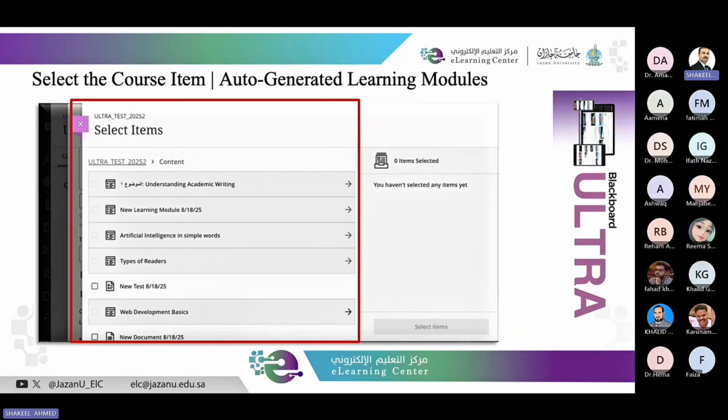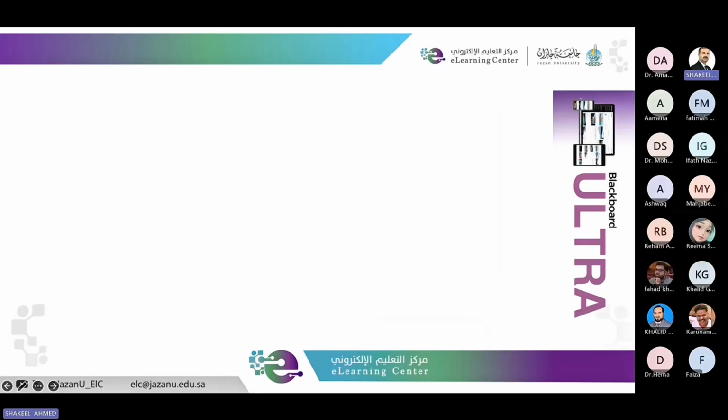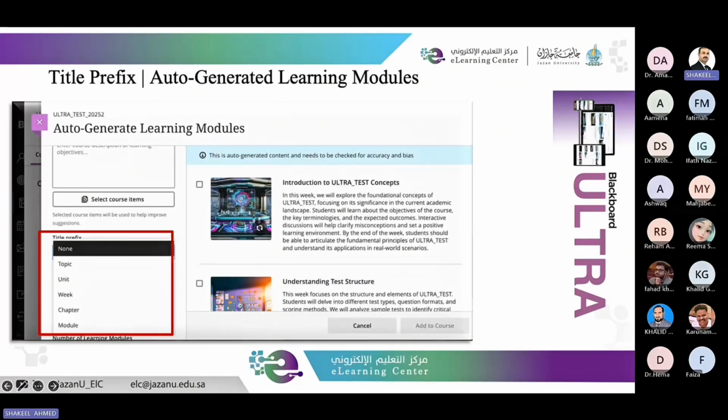So you simply select the items. This is optional. If you select a specific file, all the information will be collected from this file. Otherwise, it can be collected from surfing the web. So it's up to you. If you want to select any kind of items, course items, you can select it over there.